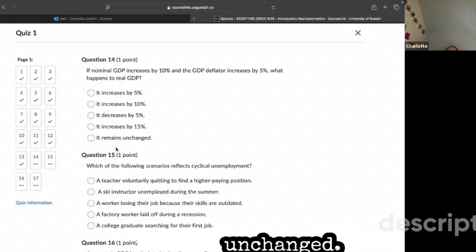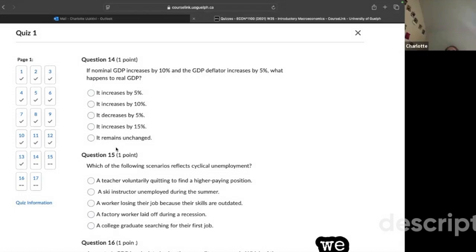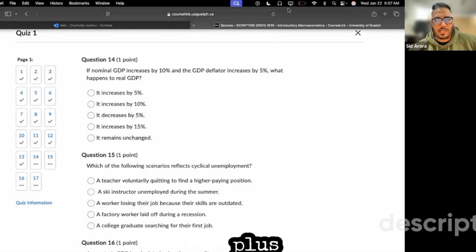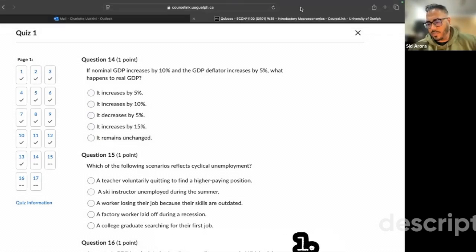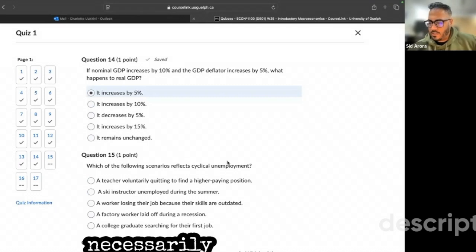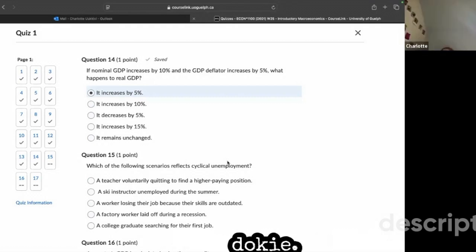I don't think it remains unchanged. So fifth is out. So let's say we added and then divided whatever that was there. That would be a decimal, not a whole number. You have to do 1 plus that. So what's 1.1 divided by 1.05? It should be that it increases by 5%. Because when we looked at it, we just looked at the formula for finding it, not necessarily changes in that.